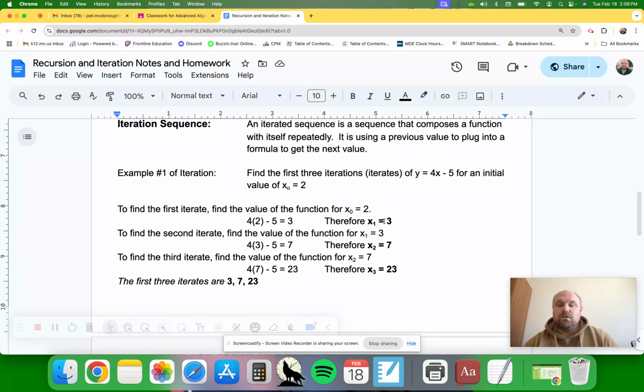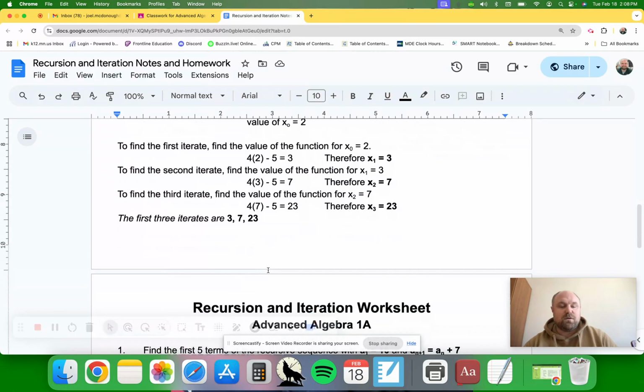So now what I'm going to do is take the number 3 and plug the number 3 into this formula. 4 times 3 is 12. 12 minus 5 is 7. So now 7 is my next number. Now that I get 7, I take my previous term, which is 4 times 7 is 28. 28 minus 5 is 23. So those would be your first three iterates.